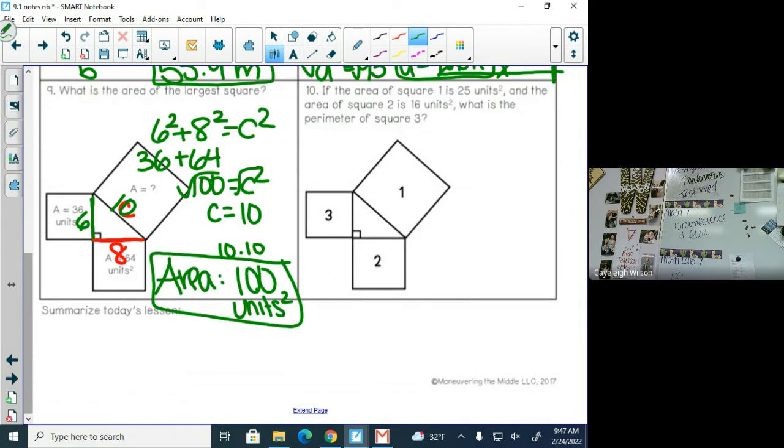All right, number 10. If the area of square 1 is 25, so they're telling us the area of this one is 25, the area of square 2 is 16, what is the perimeter of square 3? So first of all, I've got to find that. So I want you all to find that. Take what we did on the last one so that you can find the side lengths.